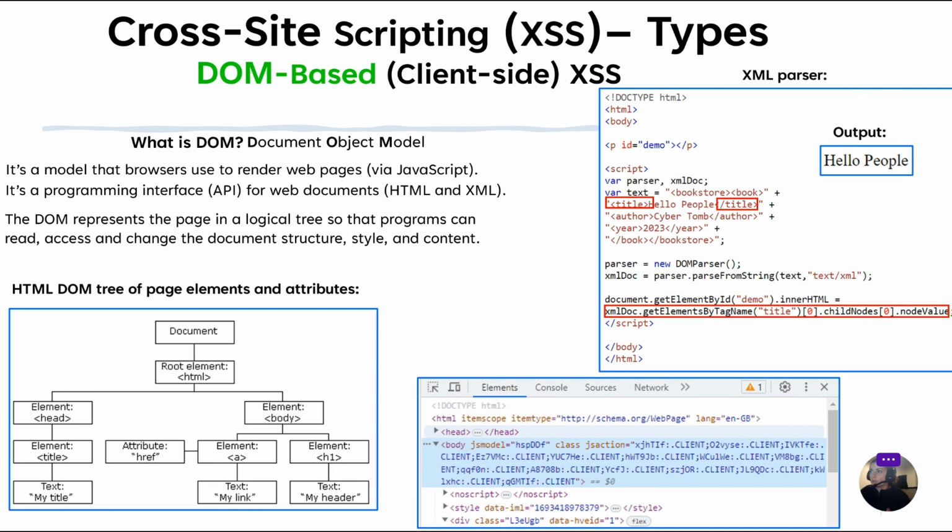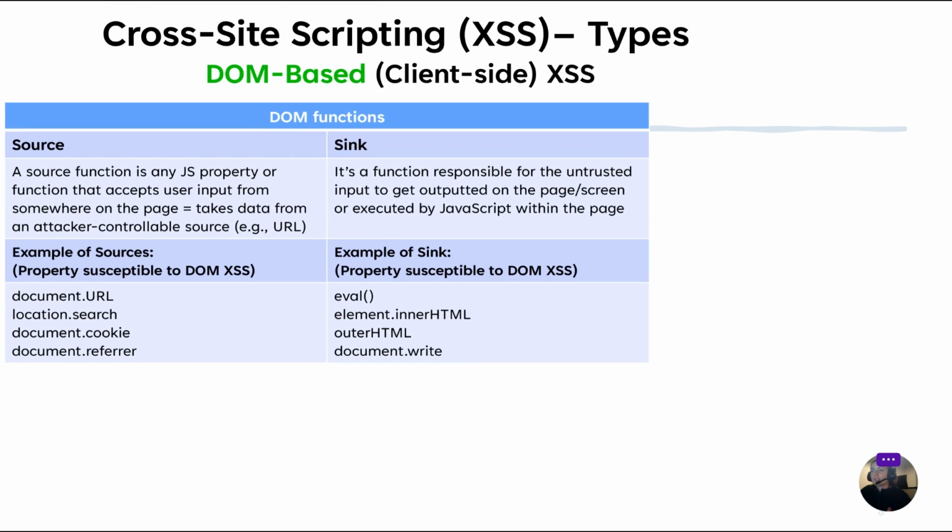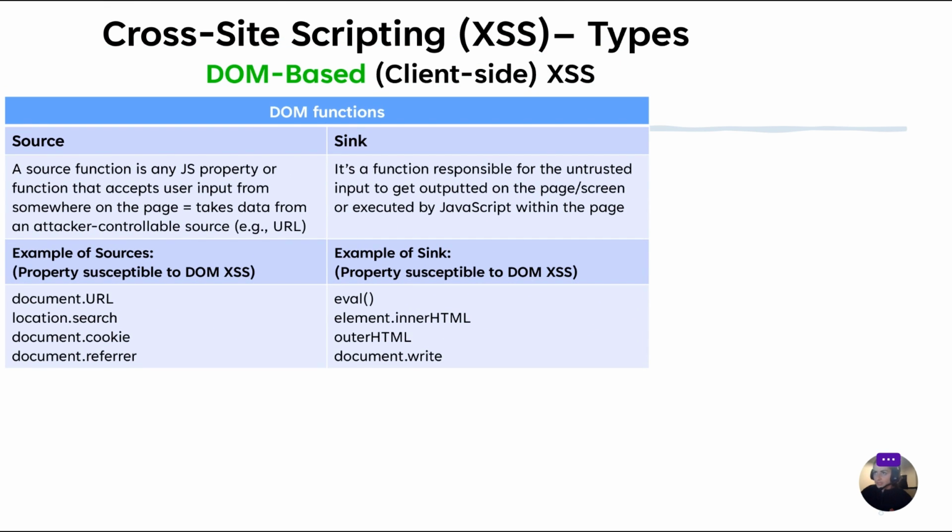Okay, that's the output. Here we can see title, hello people, and getElementsByTagName, title. So it gets the element from the title, hello people. But you will see in the next slide why I actually show you this now. All right, so before going to DOM cross-site scripting, we first need to explain very important DOM functions. The DOM has two important functions. The first one is called source, and the second one sink.